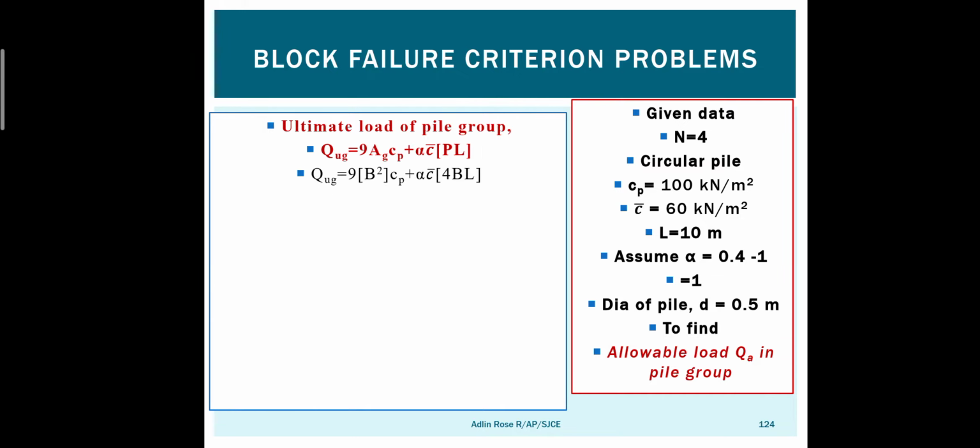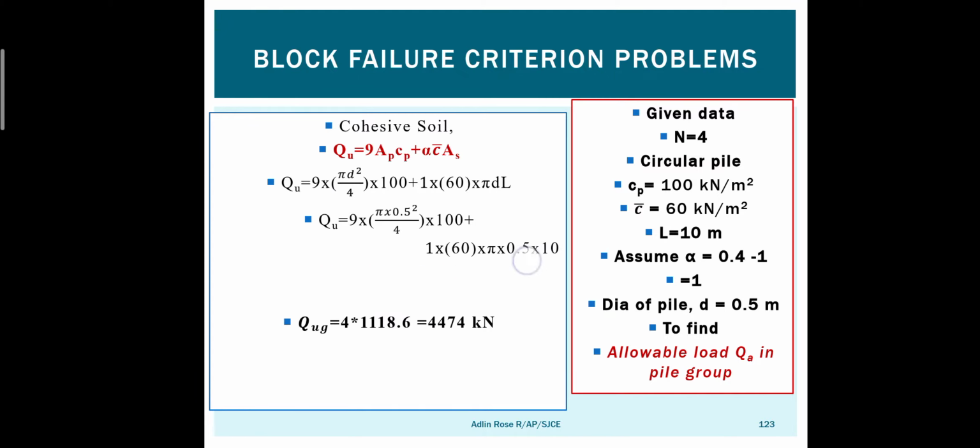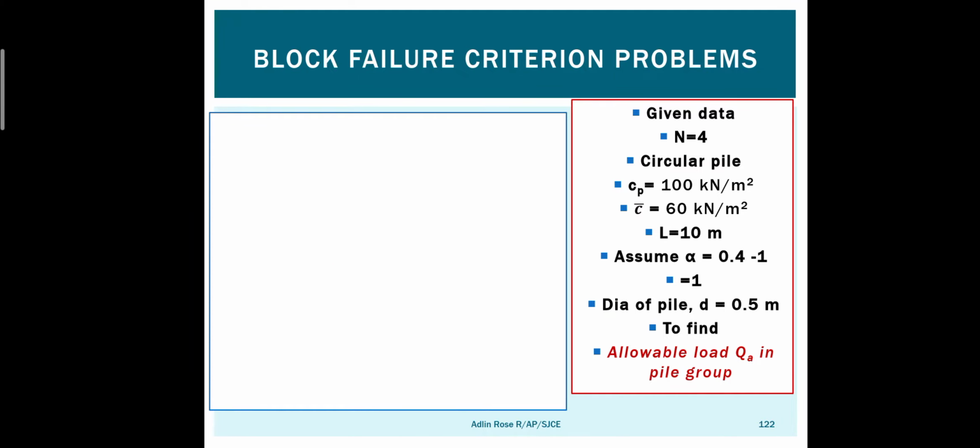So what is 9? 9 into, as we now consider the entire pile group as a block, the width of the pile group or the pile block, it's a square. So the cross-sectional area is B square into Cp, plus alpha C bar into the perimeter of the block, which is 4B for a square block, into length, the length of the pile. Now you have to know what is B. B we found in the diagram, that's why I showed the picture.